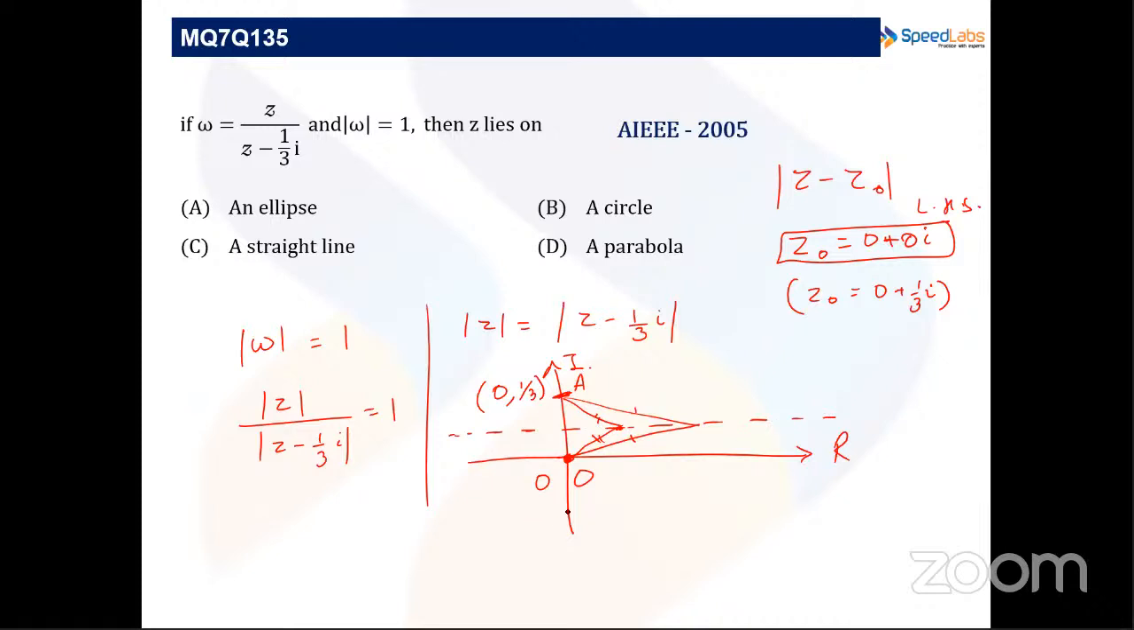So we can say that Z will lie on the perpendicular bisector of the line joining this (0, 0) and (0, 1/3). So it is not an ellipse, not a circle, it is not a parabola, it is a straight line. Is it clear?